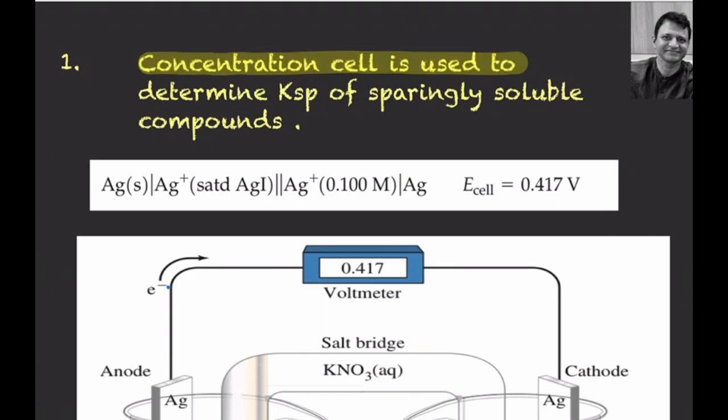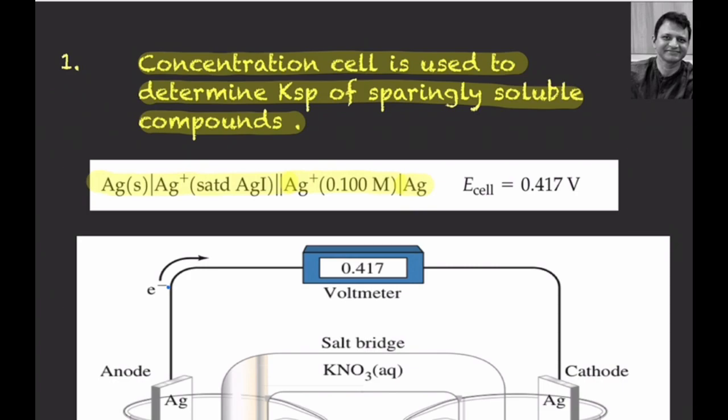Concentration cell is used to determine KSP of sparingly soluble compound. So here one cell diagram is given in which the left hand side electrode is Ag solid, Ag plus in saturated AgI solution, and the right hand side electrode is Ag plus whose concentration is 0.1 molar and Ag metal.